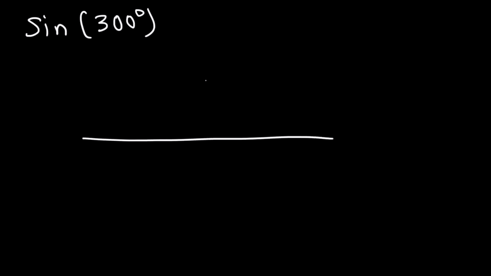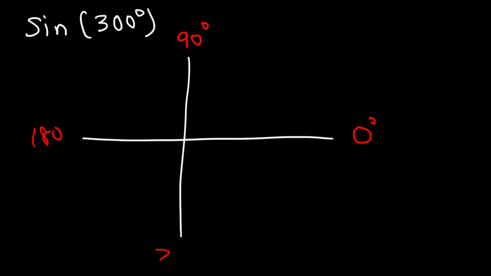Now in this lesson, we're going to focus on using reference angles to evaluate trigonometric functions. So, what is the exact value of sine of 300 degrees? So first, let's plot 300. 300 is in quadrant 4. If you recall, this is 0 degrees, 90, 180, 270, and 0 is the same as 360. So 300 is close to 270.